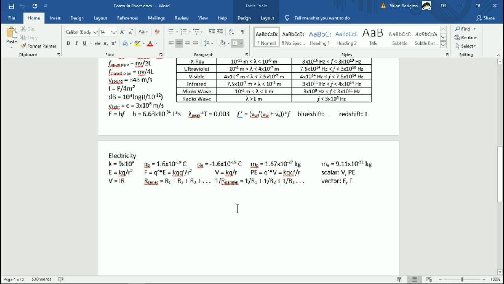Alright, here is our last video of the unit, in which I will be reviewing the unit. So, here is the formula sheet that you are going to be getting for this.